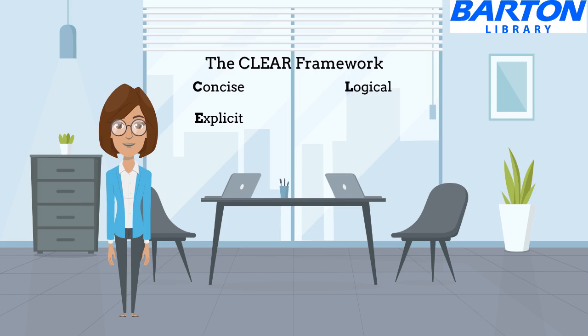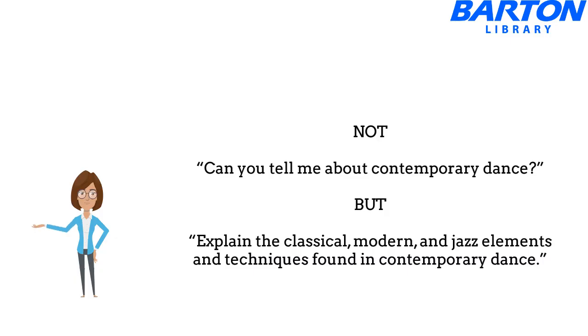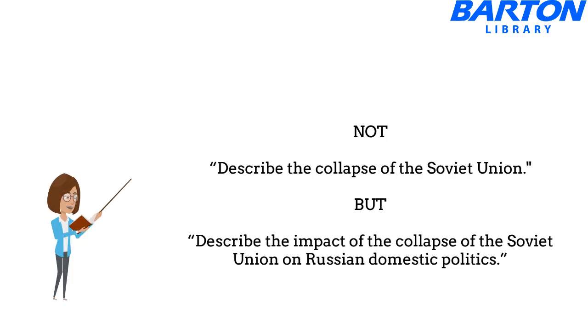Clearly defining the preferred output presentation allows you to receive the desired format, such as lists, summaries, or detailed explanations, sources, terminology, tone, reading level, length, and style. Instead of, can you tell me about contemporary dance, an explicit prompt would be, explain the classical, modern, and jazz elements and techniques found in contemporary dance. Rather than prompting, describe the collapse of the Soviet Union, incorporate details and context such as, describe the impact of the collapse of the Soviet Union on Russian domestic politics.